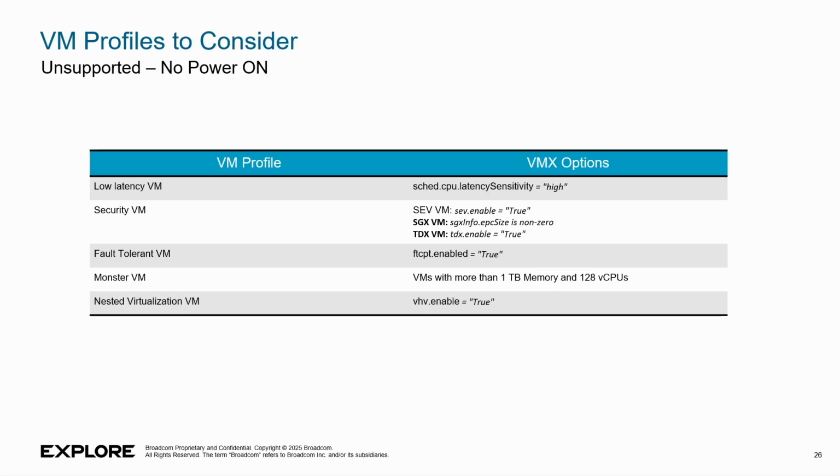How do we know what's a security VM? Well, we look at the VMX options, the VMX file. For low latency, there's a setting for that. Security, we're talking about SEV, TDX VMs with that enabled. Monster VMs, large pages, and nested VMs as well. Again, something that we're working on, but for now, those are some of the limitations. So those VMs wouldn't even power on if your hosts have memory tiering enabled.